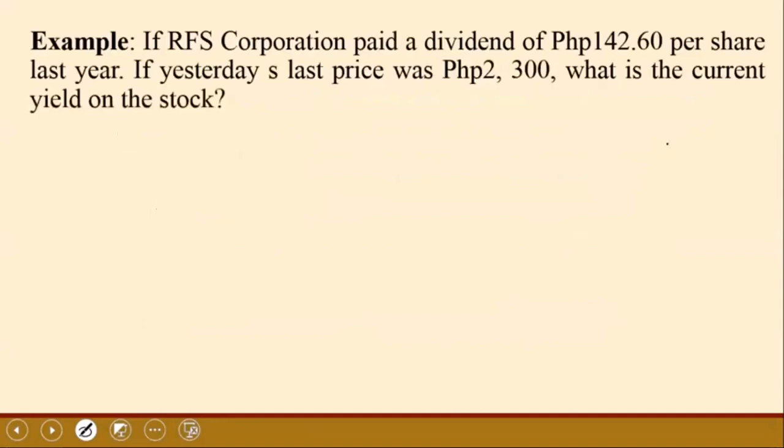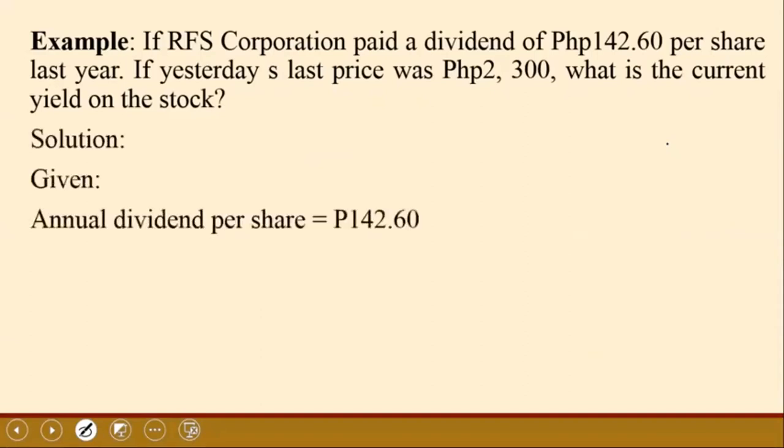If RFS Corporation paid a dividend of 142 pesos and 60 centavos per share last year, and yesterday's last price was 2,300 pesos, what is the current yield on the stock? Before that, let us identify the givens. We have the annual dividend per share, which is 142 pesos and 60 centavos, and the current price per share is 2,300 pesos.